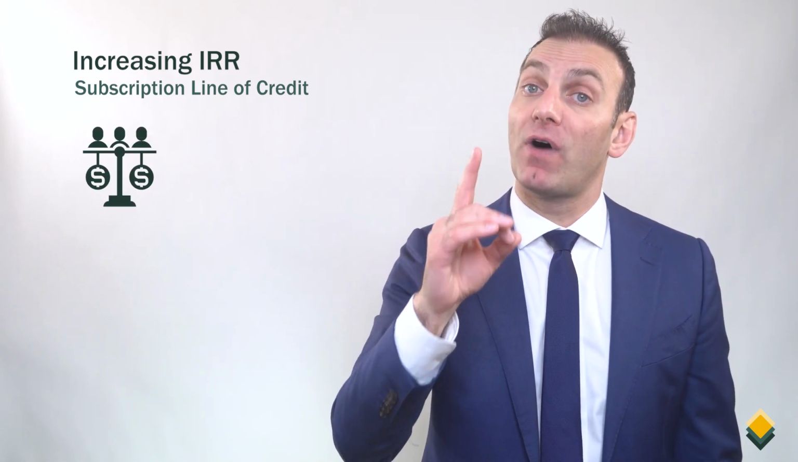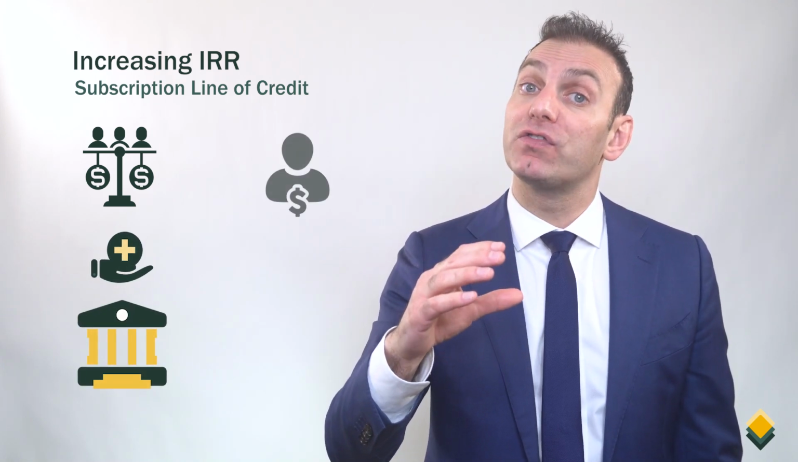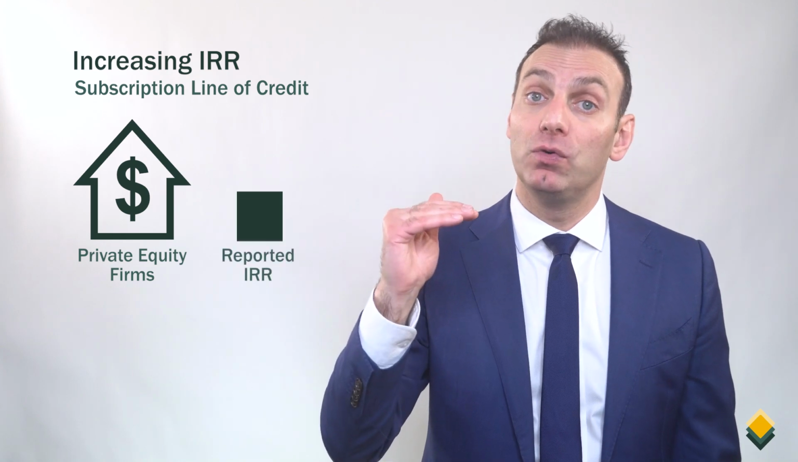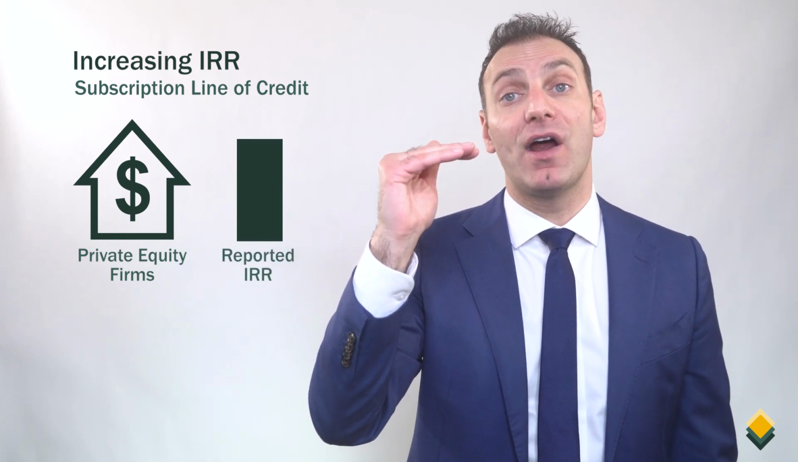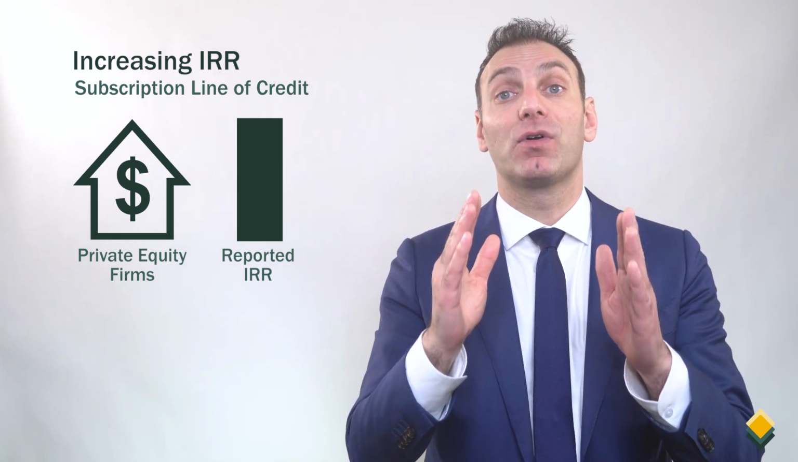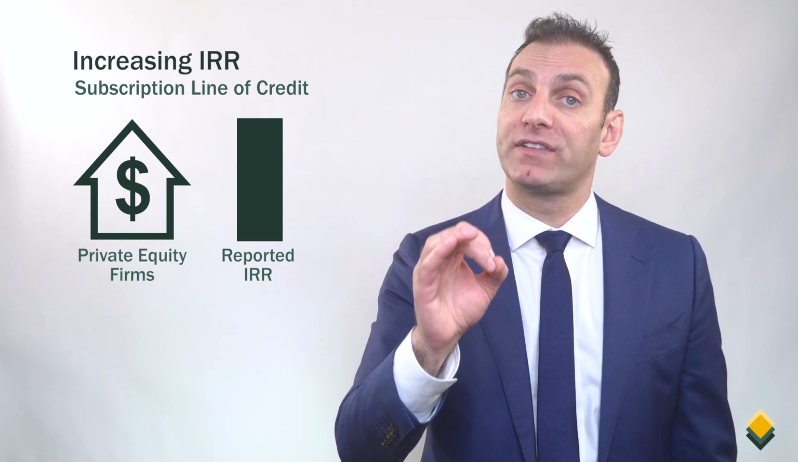A subscription line of credit was originally introduced to allow the private equity fund to borrow money from the bank to allow investors more time to give their capital to the private equity fund. Now, with that said, by using subscription lines of credit, some private equity firms have been able to increase their reported IRR since the delay in calling capital from the investor could affect the time frame where IRR is calculated.